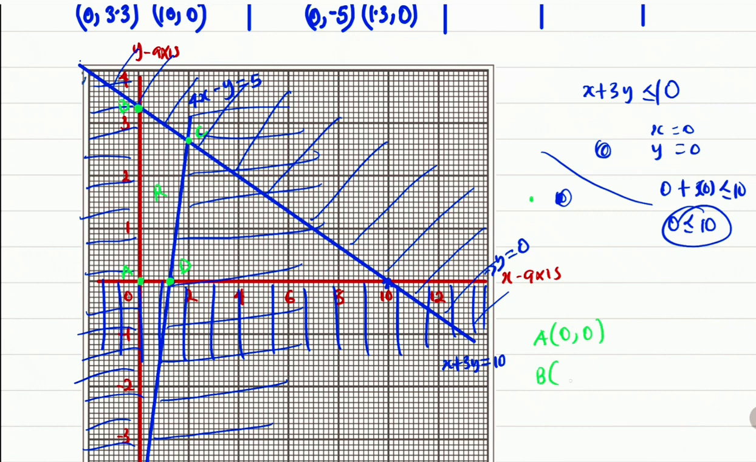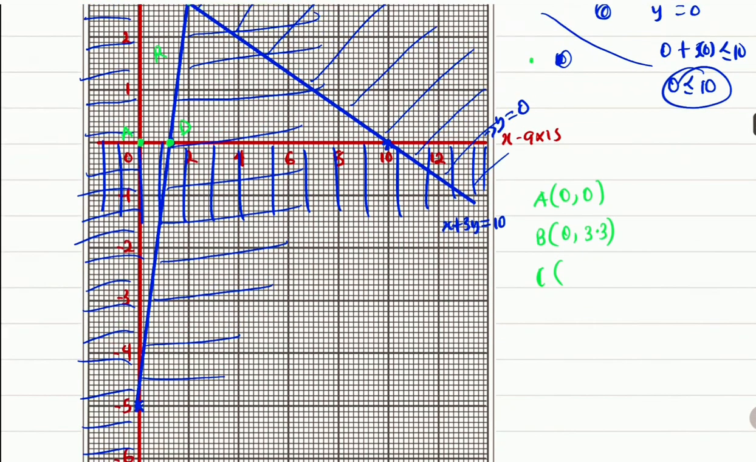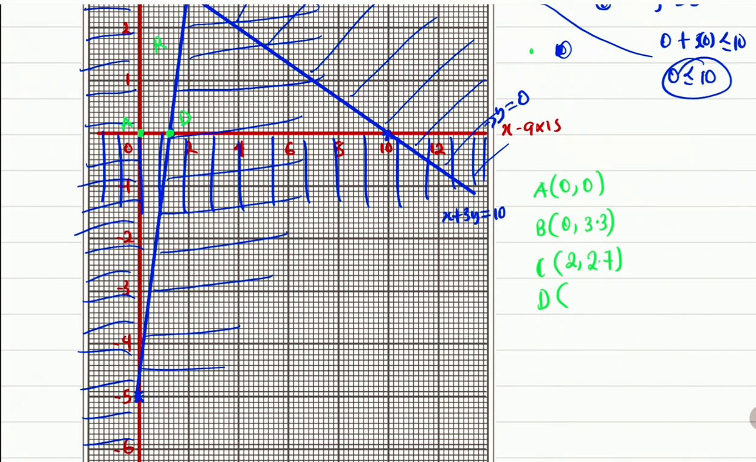Then let's go with the coordinate of B, which is going to be 0, 3.3, if I'm not mistaken. Good. So that should be 3.3. So we are done with that. Then let's move to C. The coordinate of C will be 2 and 2.7. So let's get D. D is 1.3, 0. So we have our points, all being written out.